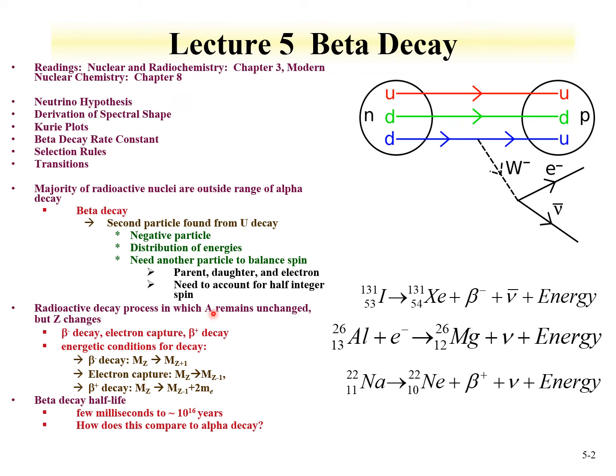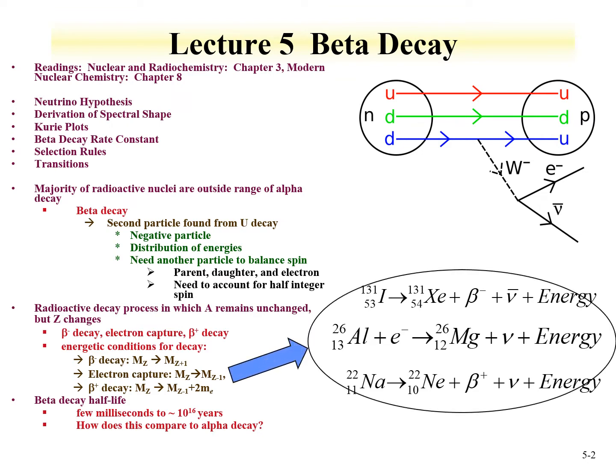In beta decay, the total mass remains unchanged, the A remains unchanged, but Z changes. For beta decay, electron capture, and positron decay, we get different changes in the Z. For beta minus decay, where an electron is emitted, a neutron is converted to a proton. For electron capture and positron decay, a proton is converted into a neutron. So for beta decay, elements move up the periodic table. Electron capture and positron decay, they move down the periodic table.